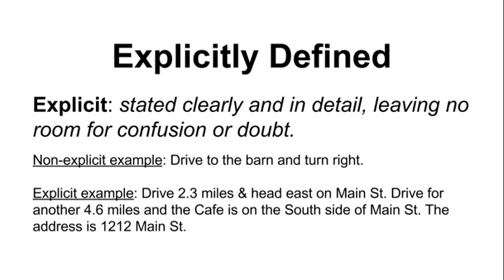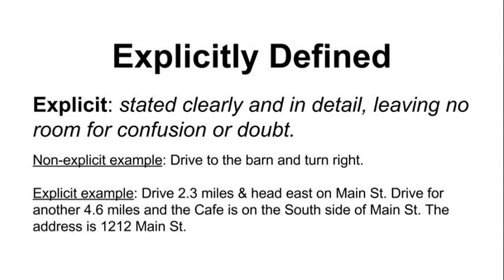A real-world example could be a user that needs to get to somewhere, so they ask someone for directions. A non-explicit response would be drive to the barn and turn right.